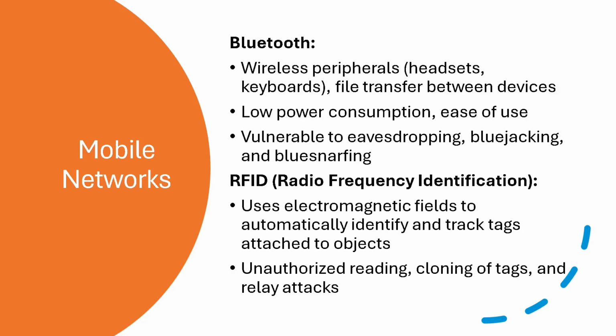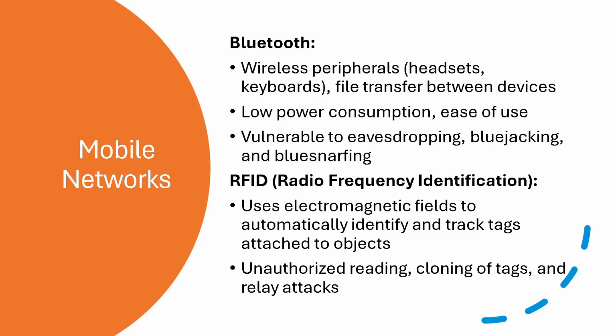Bluetooth. Bluetooth can help us connect wireless peripherals such as headsets and keyboards to our PCs. It can also be used to transfer files between devices. It consumes low power and is easy to use. Bluetooth is vulnerable to eavesdropping, bluejacking, and bluesnarfing.